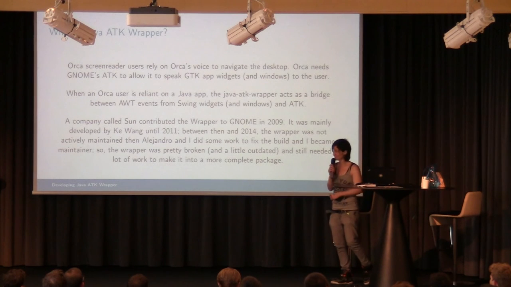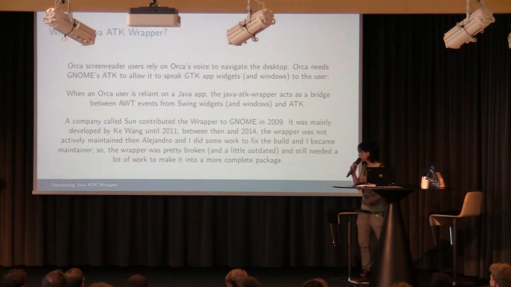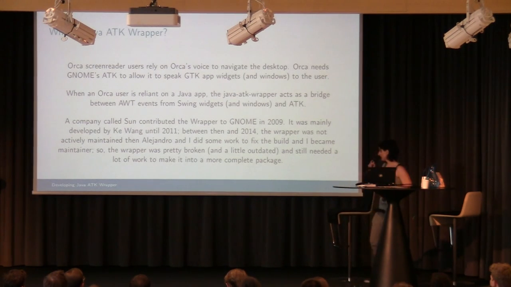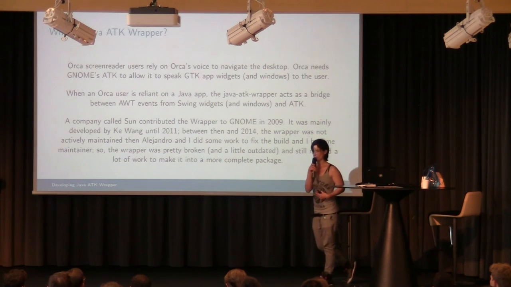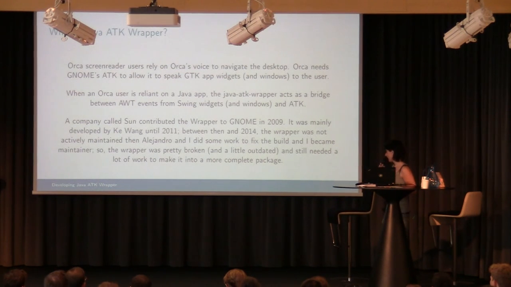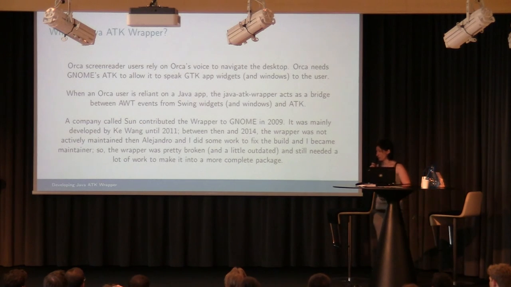It's a much less visual project because it's for Orca screen reader users, who rely on Orca's voice to navigate their desktop, and Orca needs GNOME's ATK to allow it to speak GTK app widgets and windows. But when Orca is using a Java application, it needs the Java ATK wrapper as a bridge between AWT events and Swing widgets.